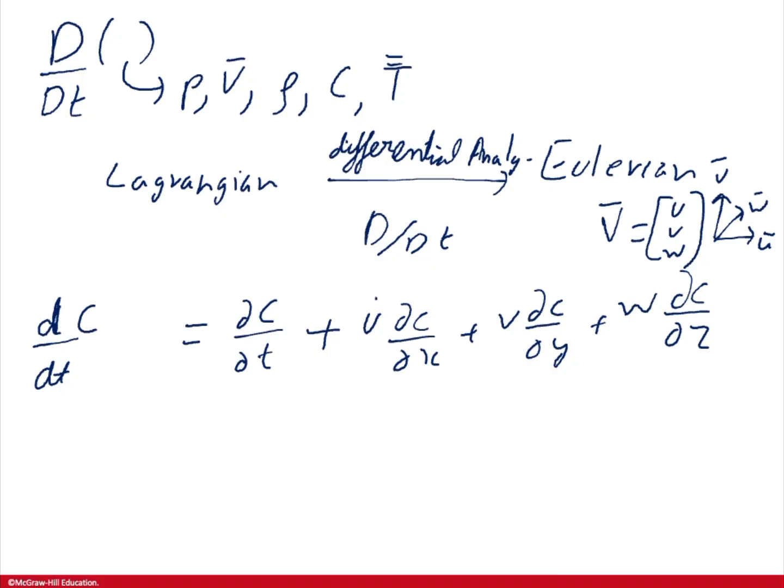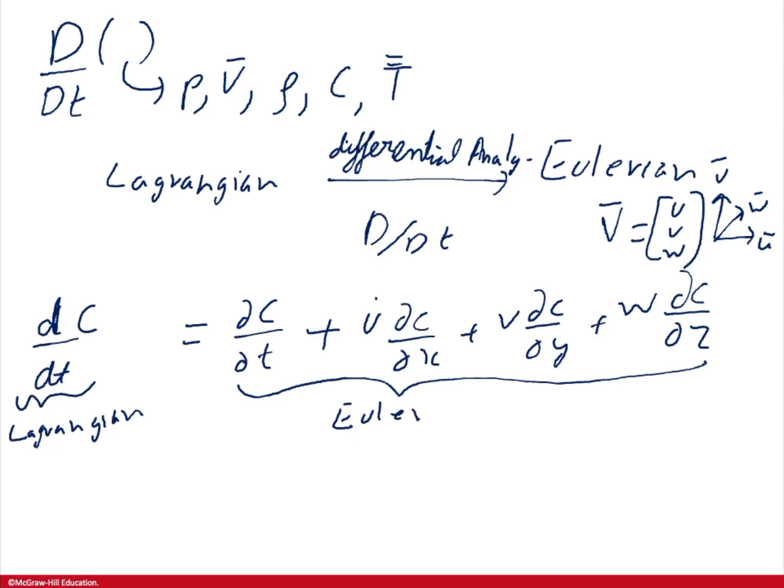So what you have on the left hand side represents the Lagrangian description, or the time rate of change of concentration from the Lagrangian perspective, and what you have on the right hand side is the change of concentration if you look at it from the Eulerian perspective.